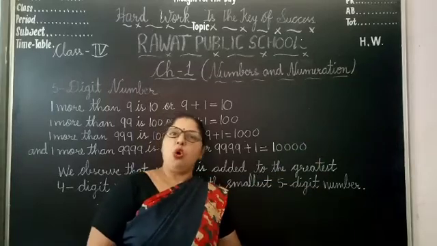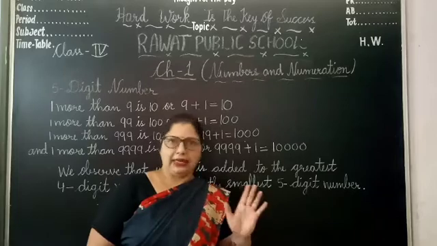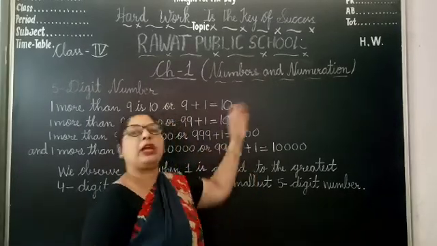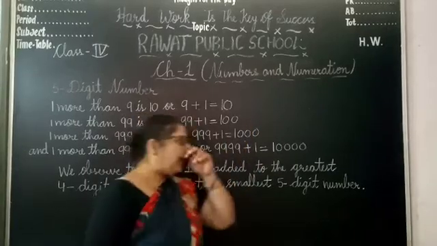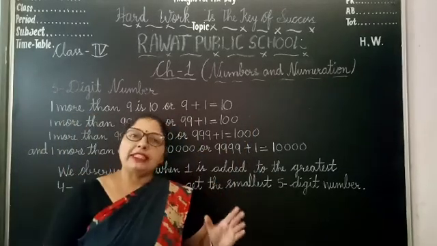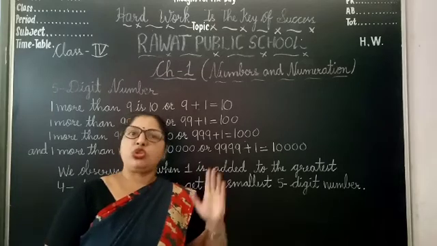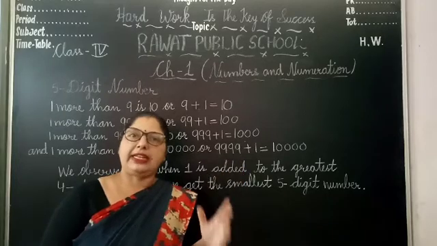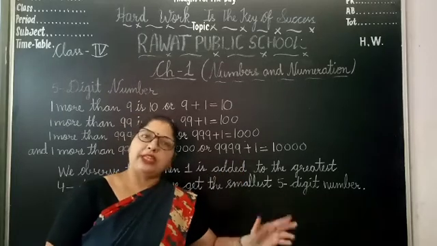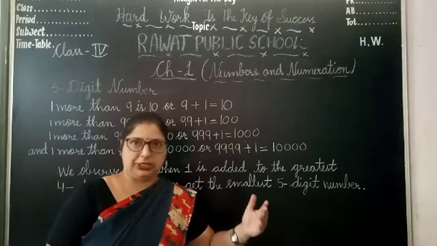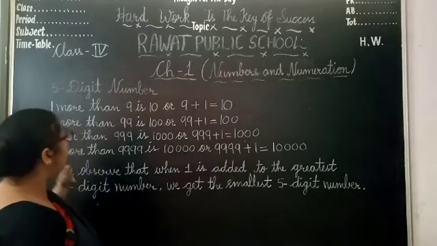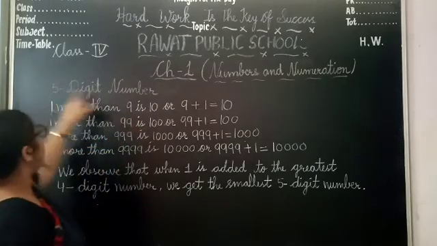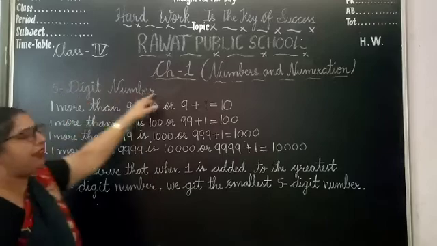So students, open your copy. Don't write anything in the copy. Just look at the blackboard. I have explained to you about numbers and numeration. Today we will explain smallest number and greatest number: smallest 2-digit number, greatest 1-digit number, greatest 2-digit number, greatest 3-digit number, and smallest 2-digit, smallest 3-digit, smallest 4-digit. So students, you all know the greatest 1-digit number is 9. Today we will explain 5-digit numbers.